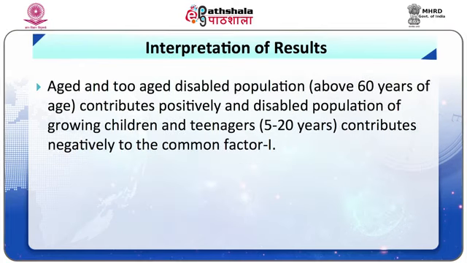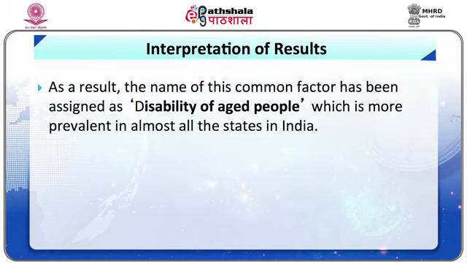Second, the aged and two-aged disabled population, that is above 60 years of age, contributes positively, and the disabled population of growing children and teenagers, that is 5 to 20 years, contributes negatively to common factor 1. As a result, this common factor has been named disability of aged population, which is prevalent in almost all states of India.